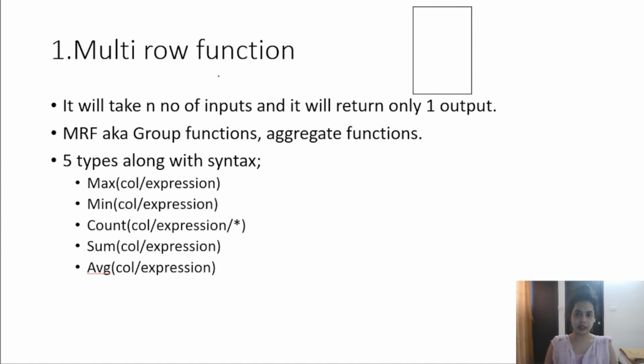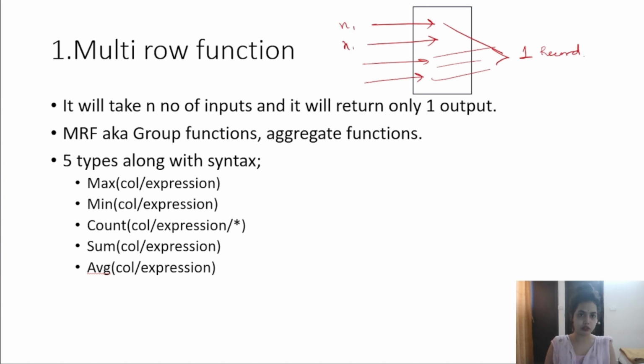Multi-row functions means, by the name only we understand, this function will take multiple rows, then it will compute. It will take n number of inputs and it will give an output as one record. Now suppose you have a column salary where you have 5 records. By using a multi-row function, it will take all the records here, but it will give you output as one record.